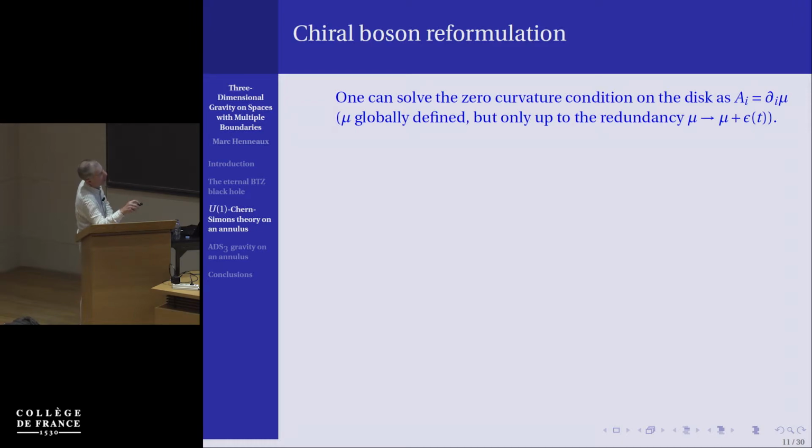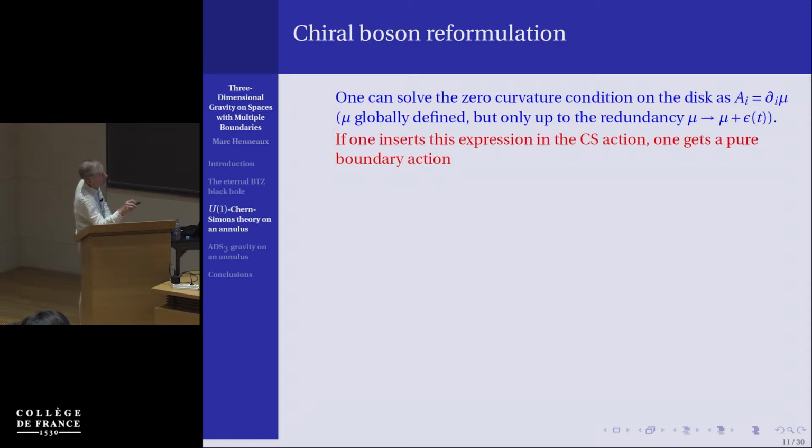So the idea is that you solve the zero curvature condition on the disk. Then on the disk, if the curvature is zero, A_i can be written as a gradient of mu, where mu is globally defined. But of course there is in this writing some redundancy, because if I shift mu by something that does not depend on the spatial coordinates, so by something that depends only on time, it drops. So many mu's define the same A_i, but it's important to realize that mu is well defined. So I can re-express the theory in terms of mu, and this will appear as a gauge invariance.